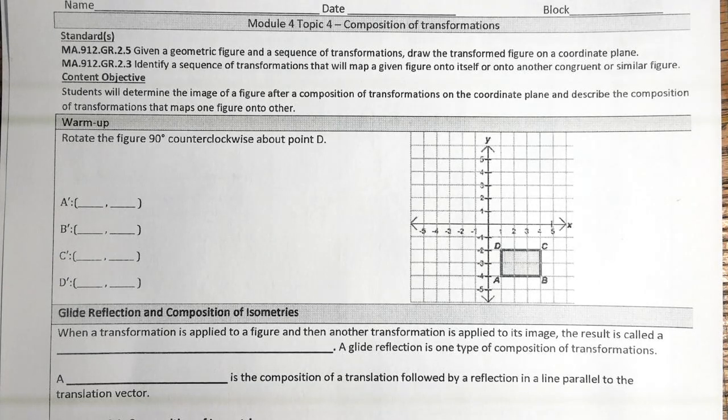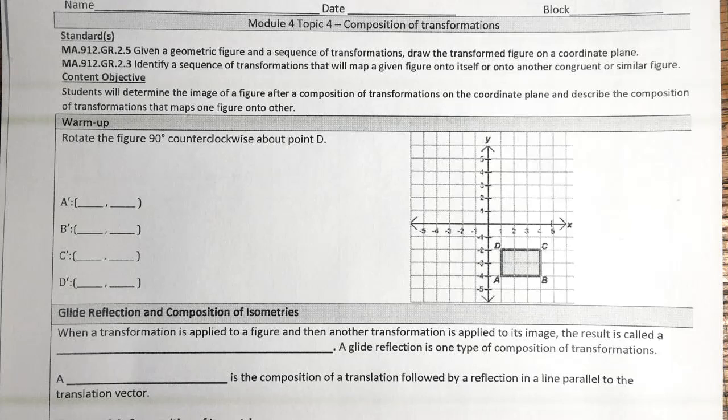And then GR 2.3, identify a sequence of transformations that will map a given figure onto itself or onto another congruent figure or similar figure. The objective for this topic: you are going to determine the image of a figure after the completion of a composition of transformations on the coordinate plane and describe the composition of transformations that maps one figure onto another.